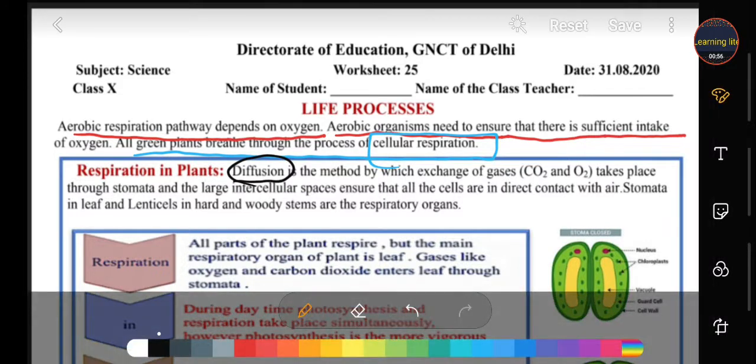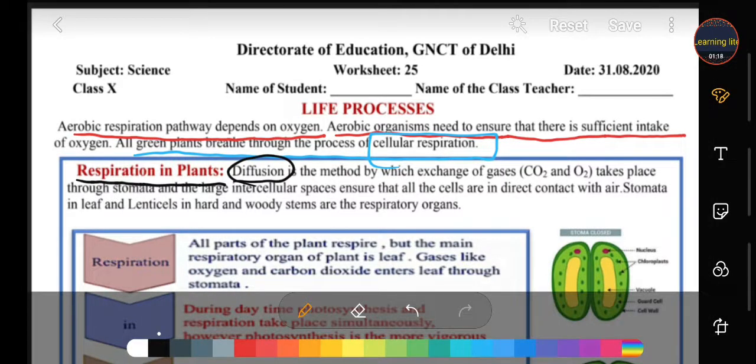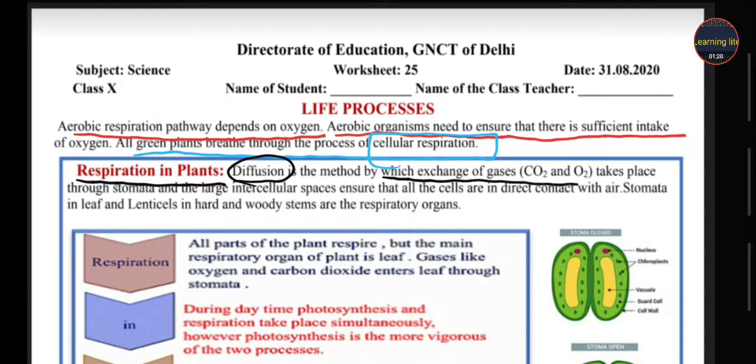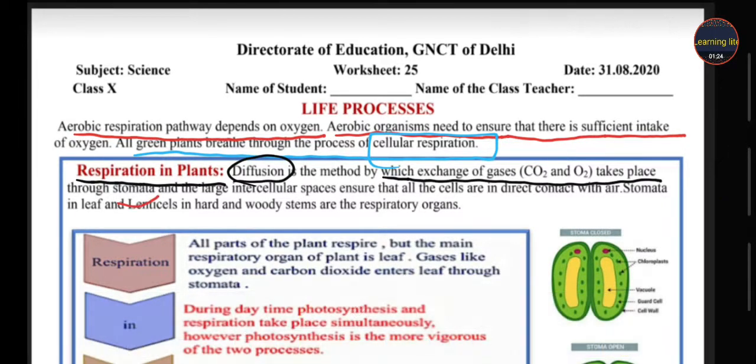Diffusion. Diffusion is a process of gaseous exchange in which the gas moves from a region of high concentration towards lower concentration. So diffusion is a method through which respiration in plants occurs. By this method, students, exchange of gases occurs with the help of stomata.